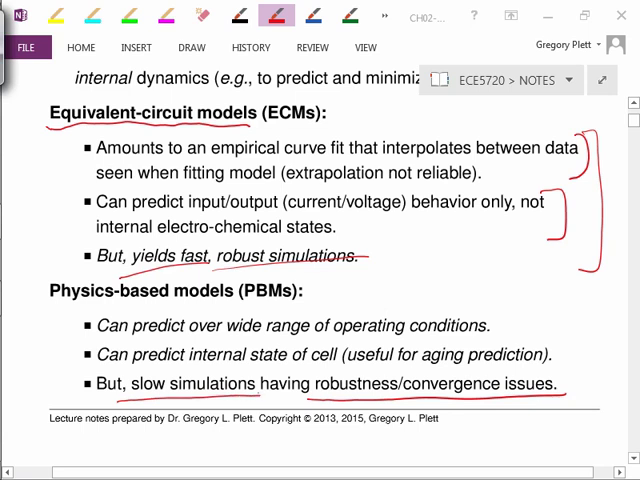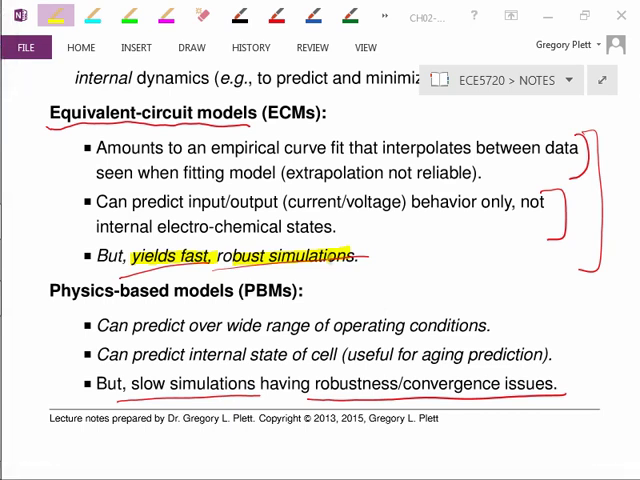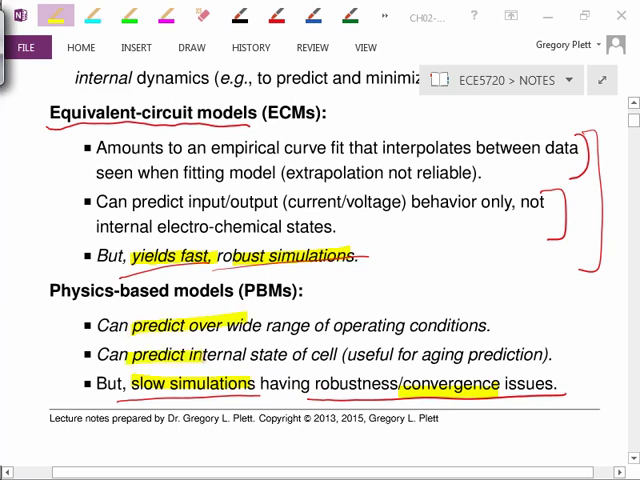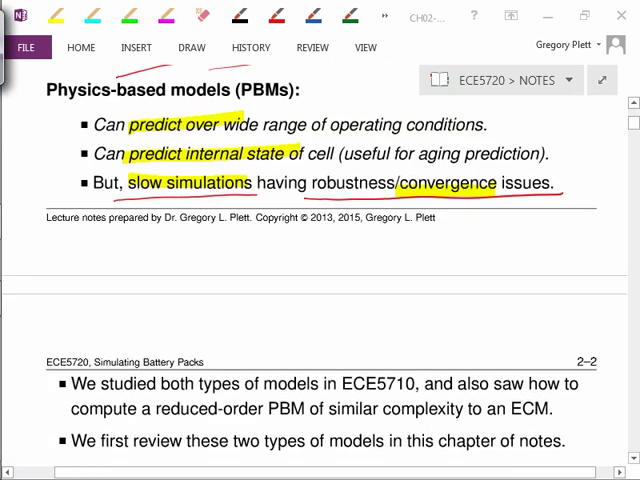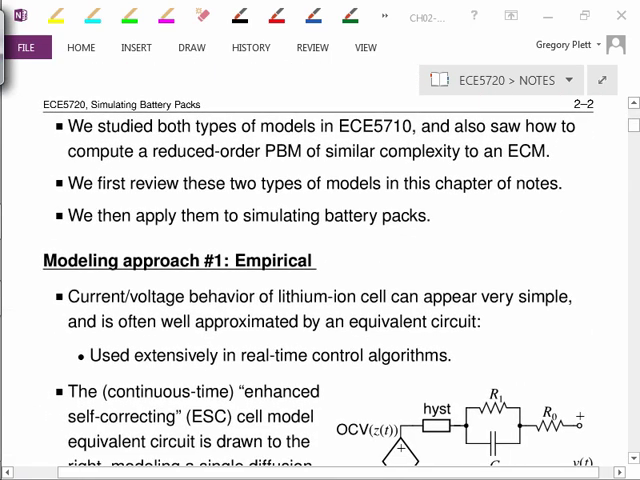And the simulations tend to be quite slow, especially when compared to an equivalent circuit model. So there's pros and cons. These are fast, they're robust, but they may not be as accurate or as predictive as we like. These are slow, these are not robust necessarily, but they can predict the kinds of things we want to predict, we believe, more accurately.